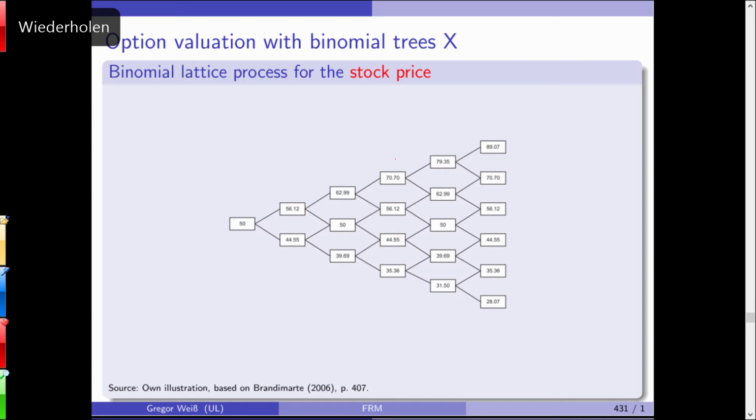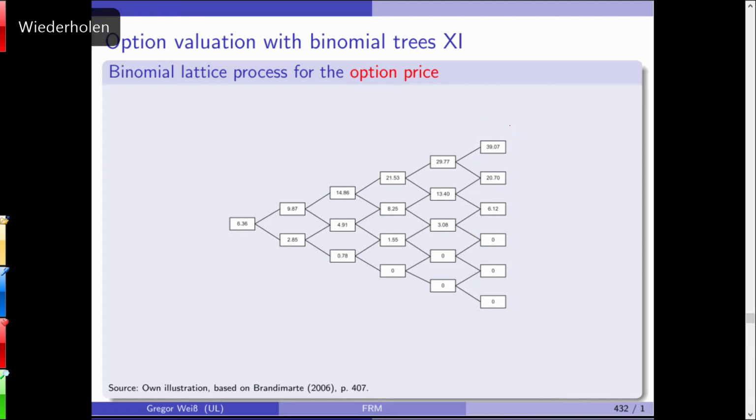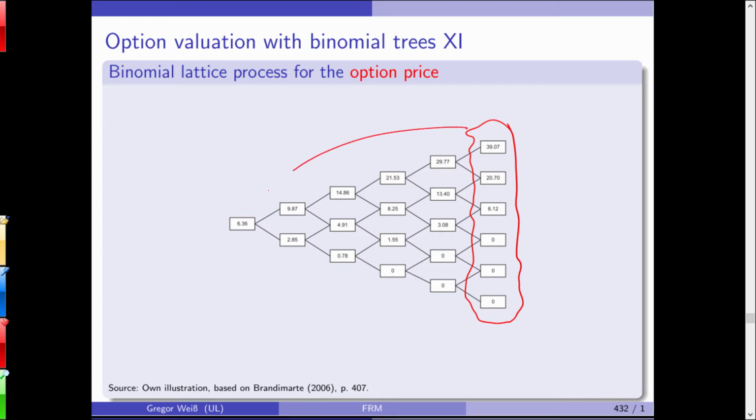What happens now? If you look at it, for the stock price, you get these terminal values. You could also do it by hand. And in the end, you can see those are the possible payouts for the option price. And after a lot of calculations, either by hand or on the computer, you get a price of 6.36.